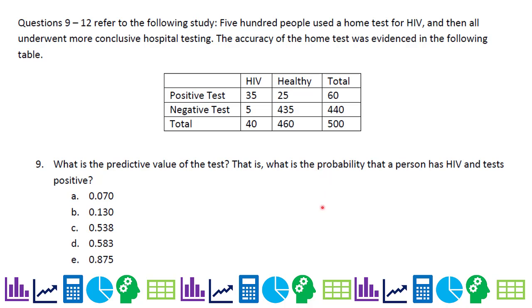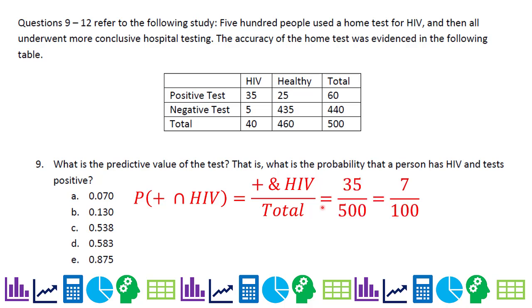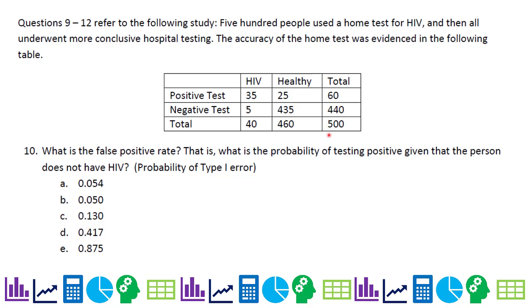Number 9. 500 people used a home test for HIV and then all underwent more conclusive hospital testing. The accuracy of the home test was evidenced in the following table. What is the predictive value of the test? In other words, what is the probability that a person has HIV and tests positive? So basically, we have probability of positive and HIV, so we count how many are positive and HIV. There are 35 positive and HIV right here out of a total of 500, which is 7 over 100 or 0.070.